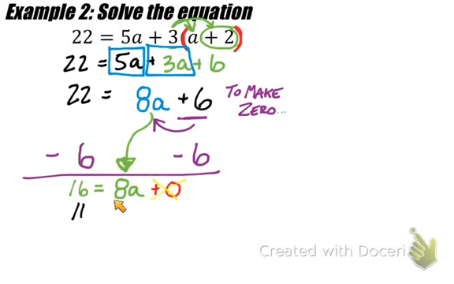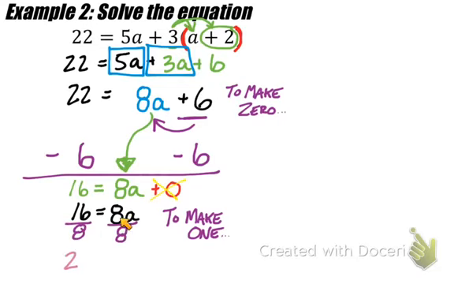16. And then finally, to get our a all by itself, we want to make sure that that's going to be 1a left over. So the inverse operation of multiplication would be division. So we're going to divide both sides by 8 to get 2 equals 1a, or just a equals 2, or 2 equals a.